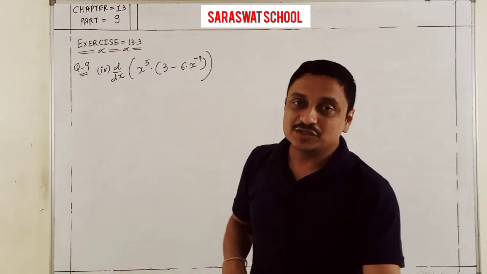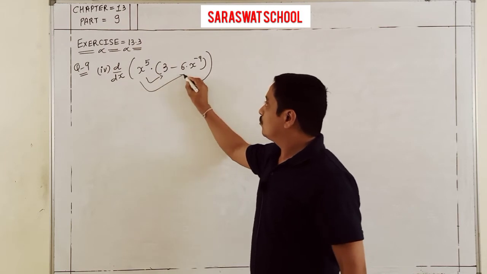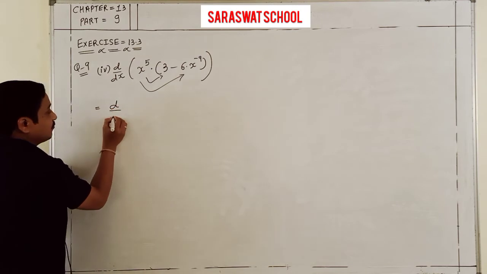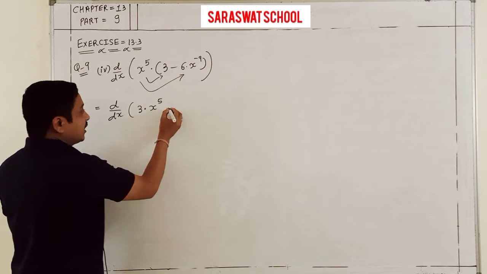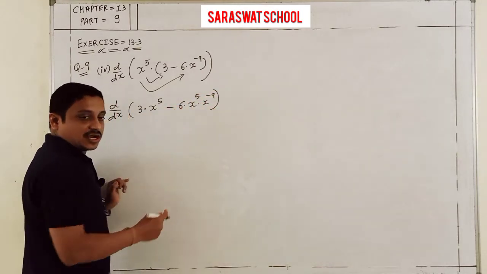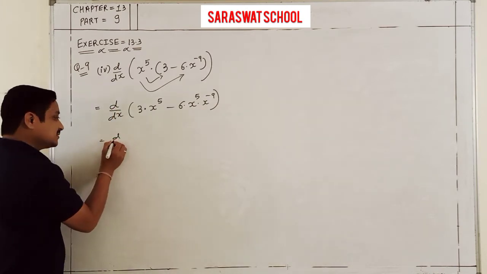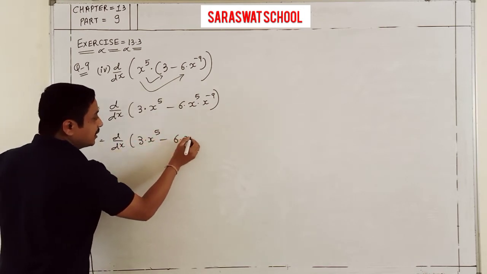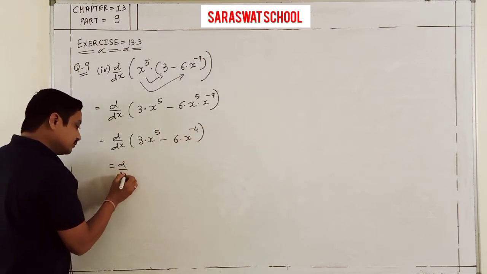question number 9. Students, first I multiply here in this internal form, and simply we get the product form d/dx of 3 into x raised to 5, and the same x raised to 5 with x raised to minus 9. Now students, here the base is the same, so the powers add. So you get 3 into x raised to 5, but 5 minus 9 is minus 4, and apply the working rule.